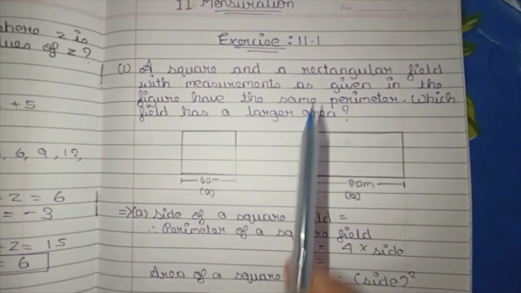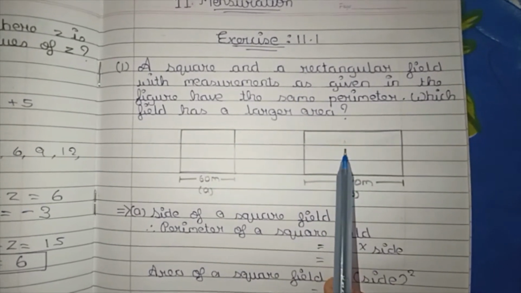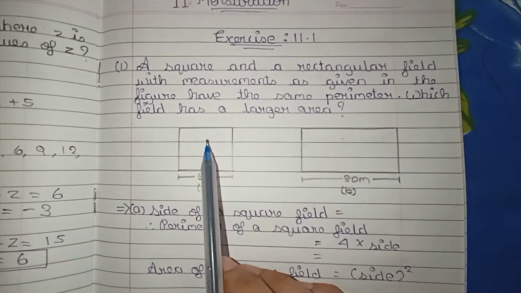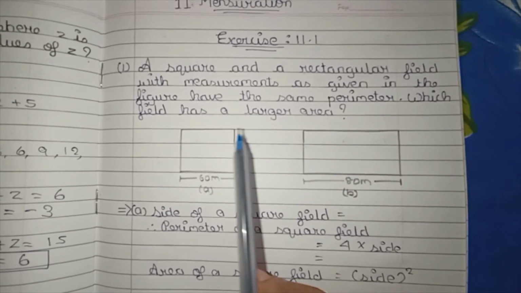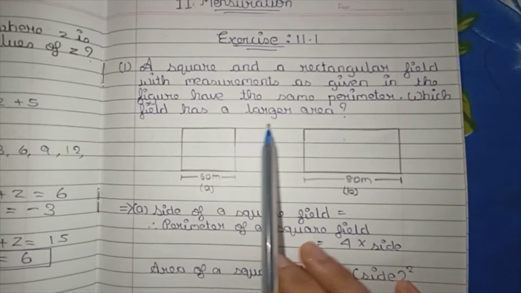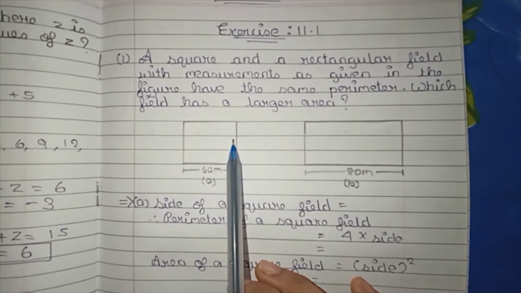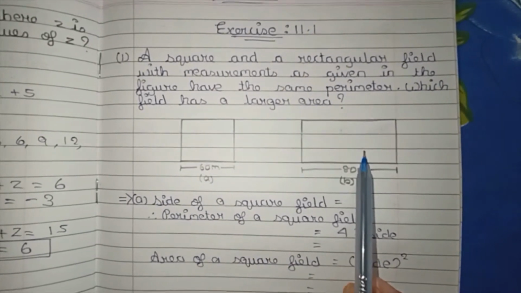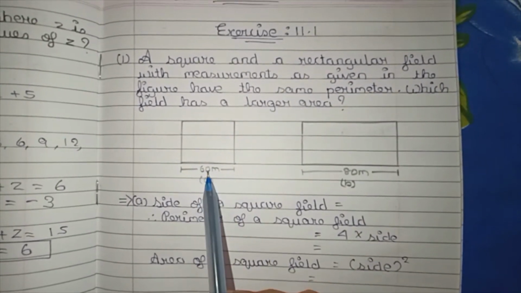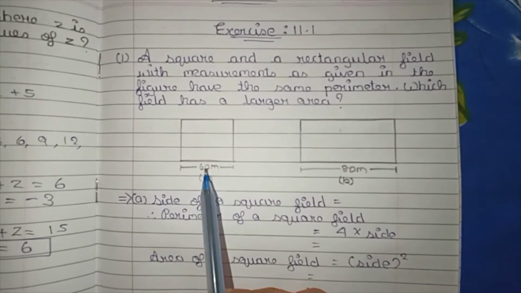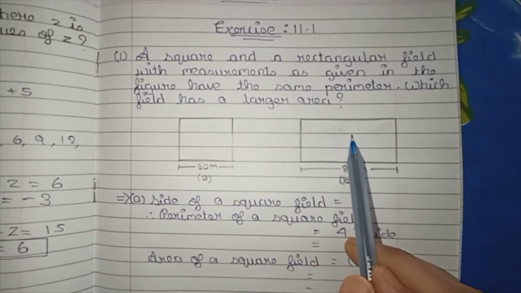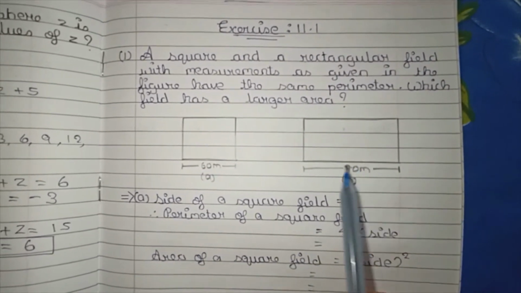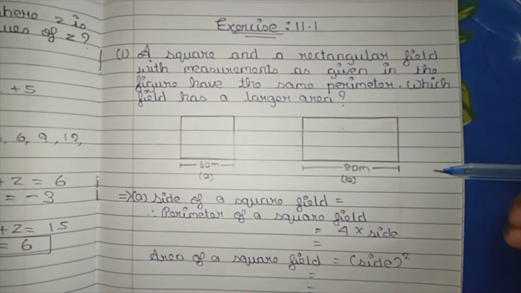So one condition that is given to us is their perimeters are equal, and we have to find the area of both to find out which field has the larger area. Here it is a square and this is a rectangle. For the area of a square we only need one side, that is 60 given, but for the area of a rectangle we need length as well as breadth. Length is given to us but breadth we have to find out.